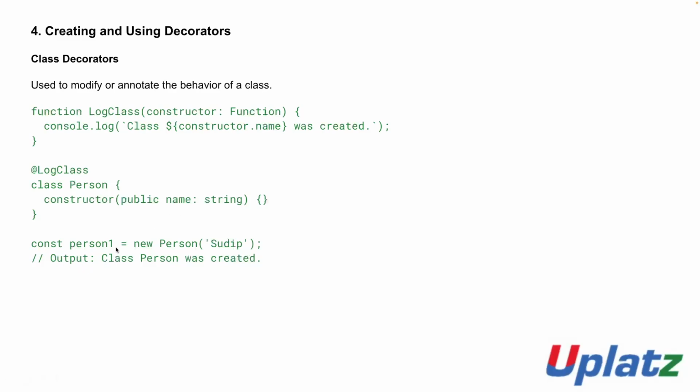const person1 = new Person Shudip. Output: the class Person was created. Due to this constructor.name, the class Person was created.